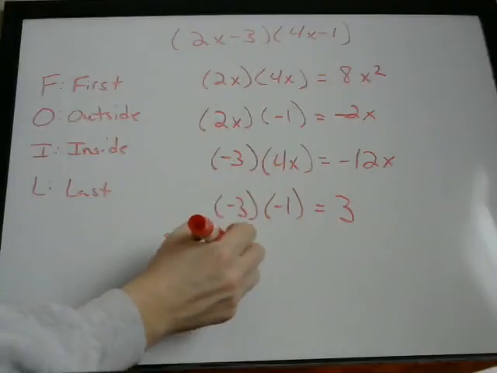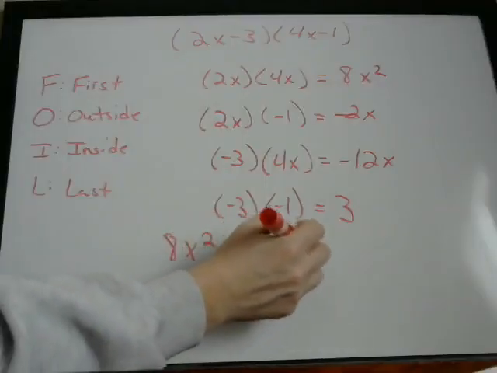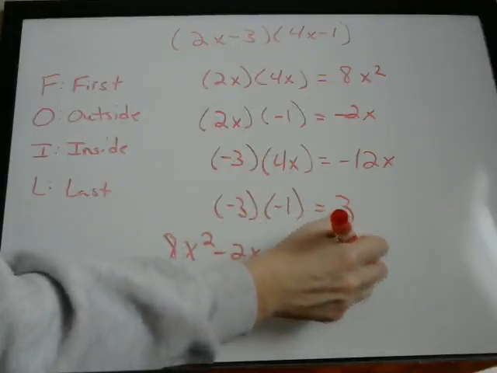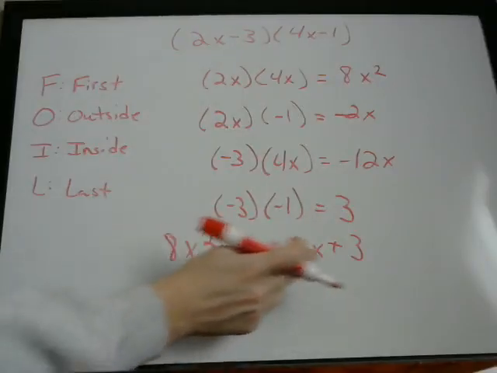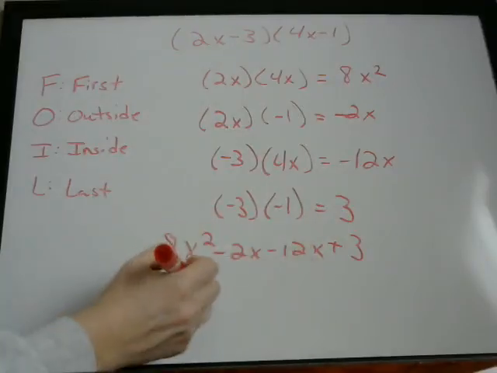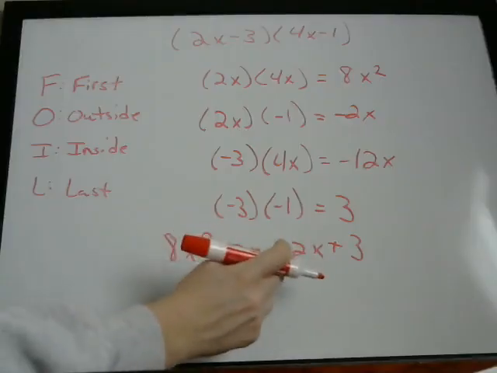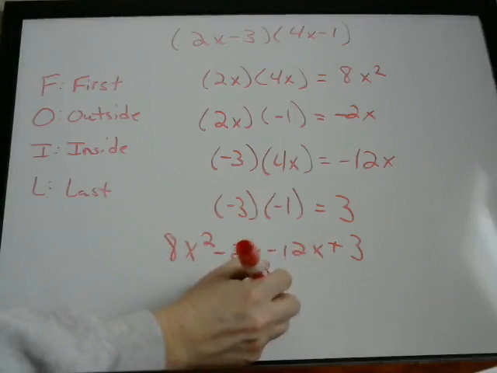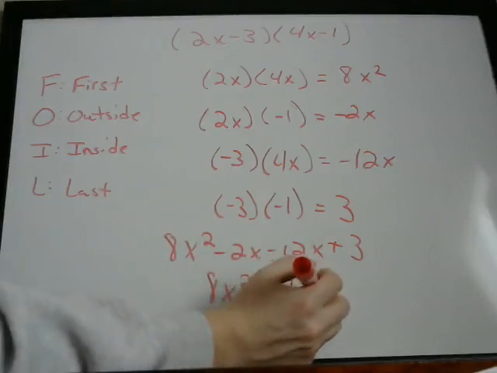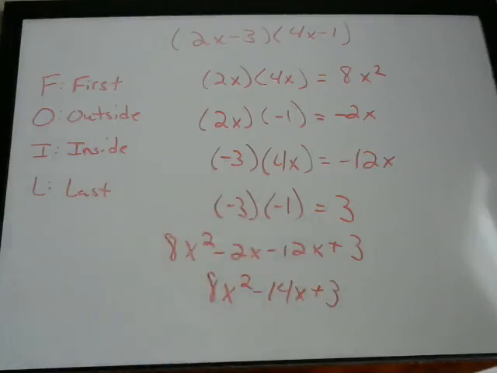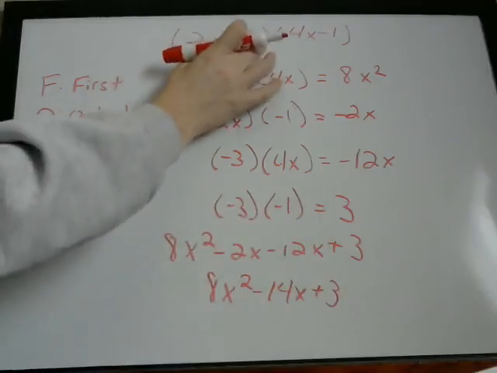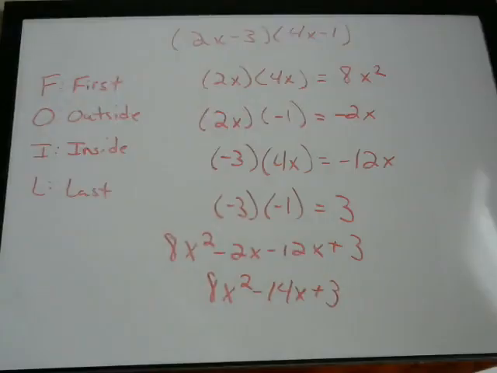8x squared minus 2x minus 12x plus 3. We can simplify this because we can add these x's together. We're actually going to subtract them. 8x squared, negative 2 minus 12 is minus 14x plus 3. So that's how, whenever you have two factors multiplying together, you can use FOIL: first, outside, inside, last.